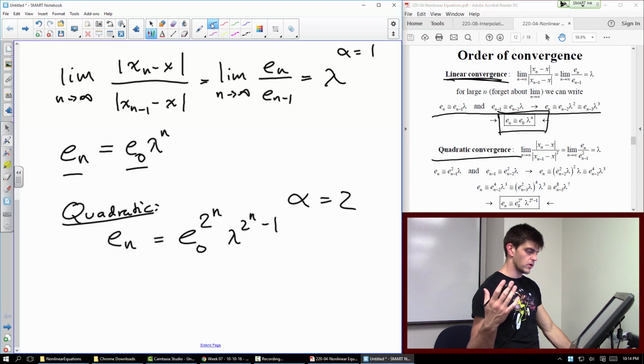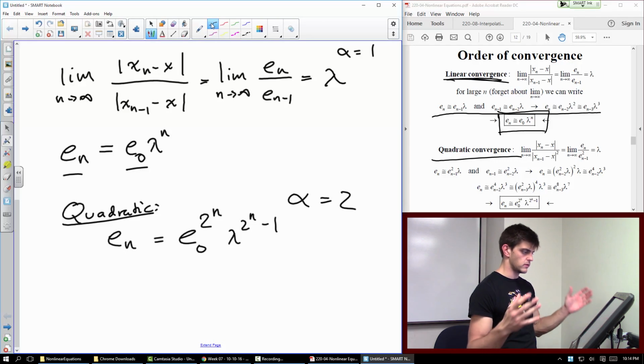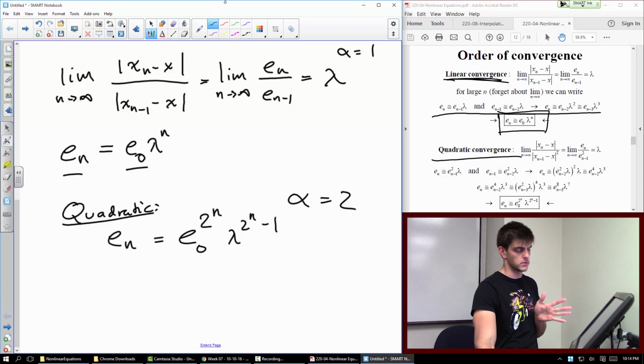What if you have some root solving technique, you've taken it, you've run it for a long time, and it's converged on some number? Let's call that number the truth. Now you can talk about the error at each step of the process. How can I take a bunch of error measurements and then from that calculate lambda and calculate alpha?